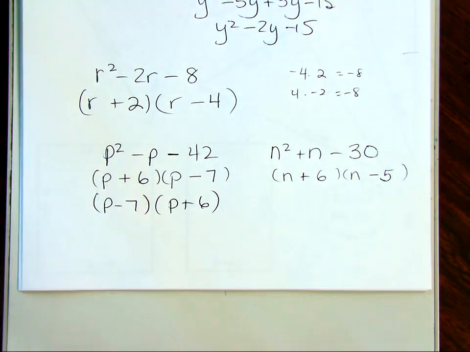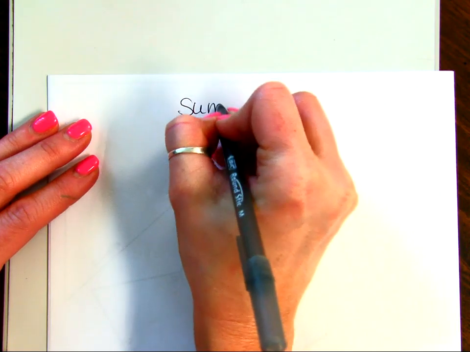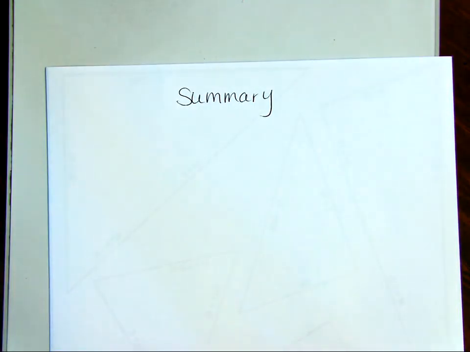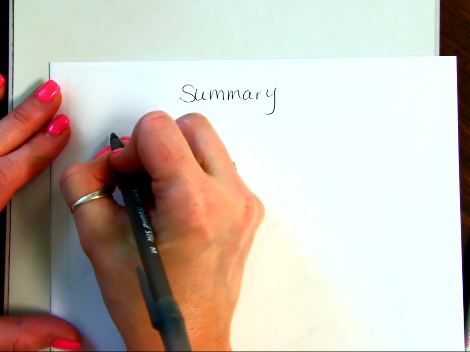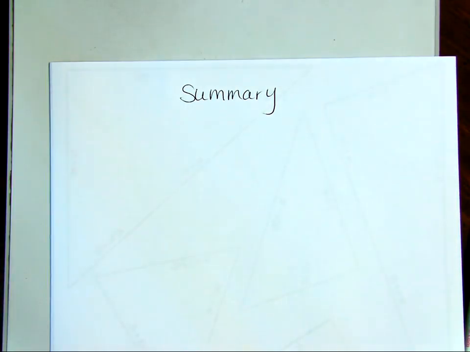Okay, so let me just give you one little summary. All right? So let's say, here's your summary. I'm going to use one different color here. So if I have... okay, this is the actual, go back up to your notes here.